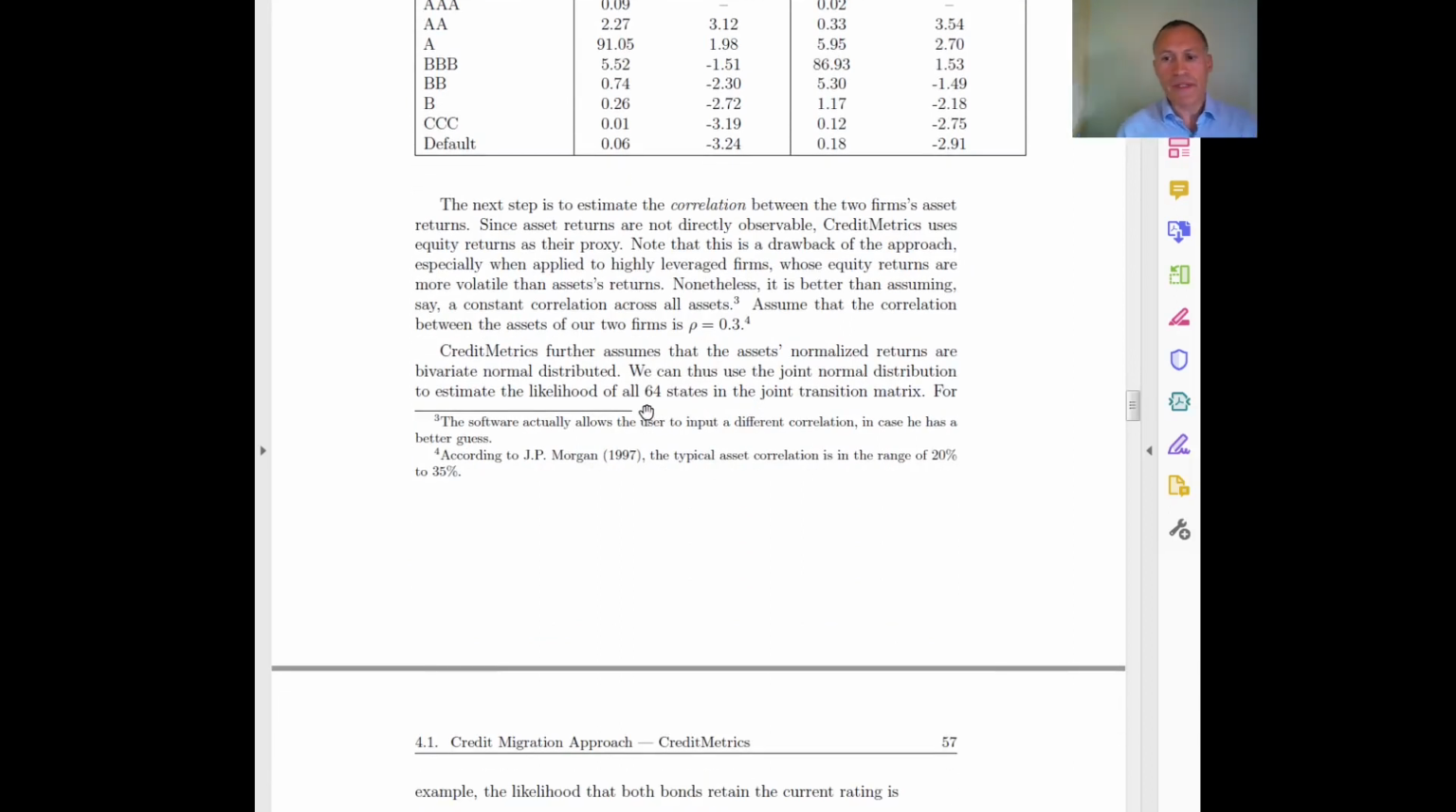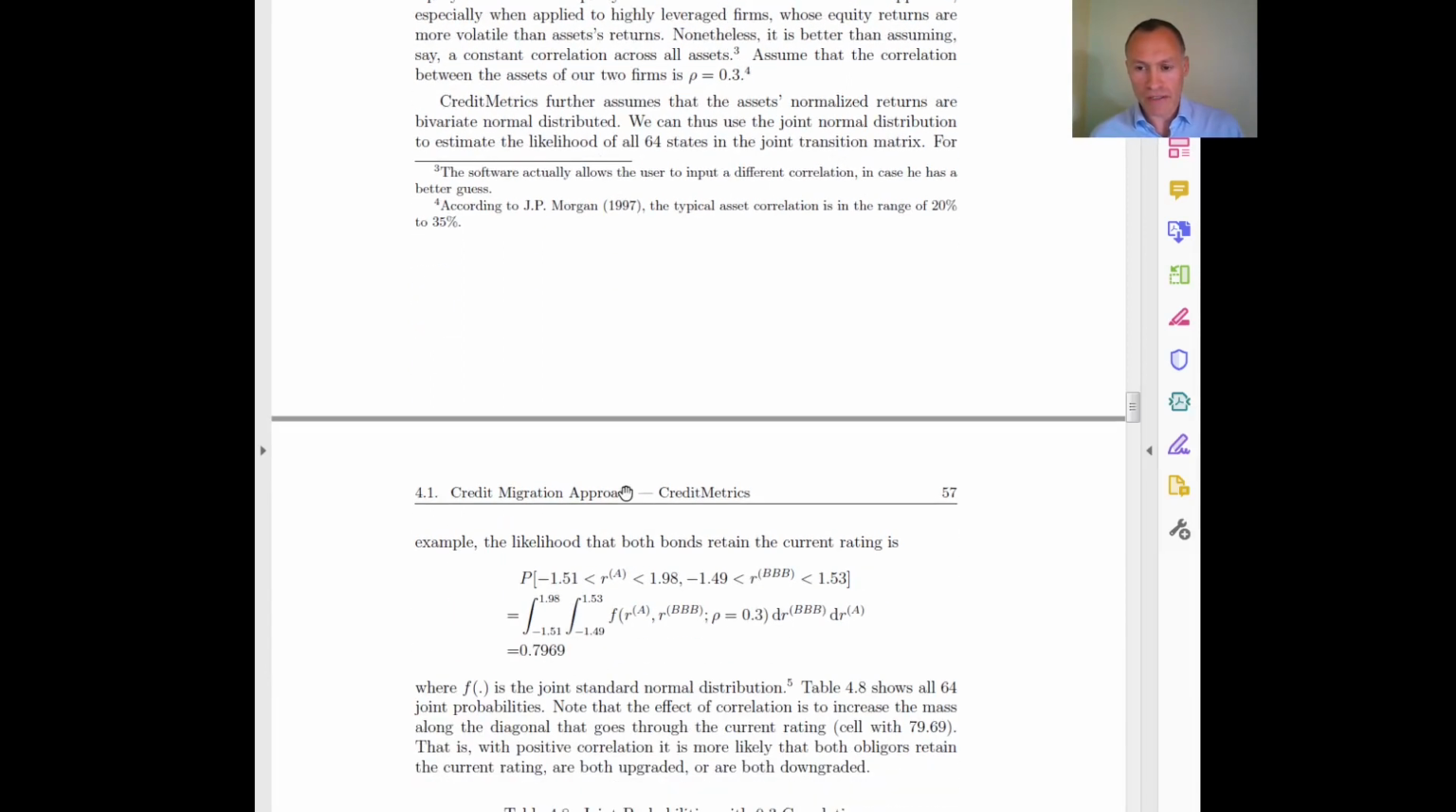Okay, the next step is to estimate the correlation between the two firms. Again, the assets are not observable, so what CreditMetrics does instead is to substitute that with the correlation between equity returns. The next assumption is to assume that returns follow a bivariate normal distribution. So with that, we can estimate the probability of each one of the 64 states.